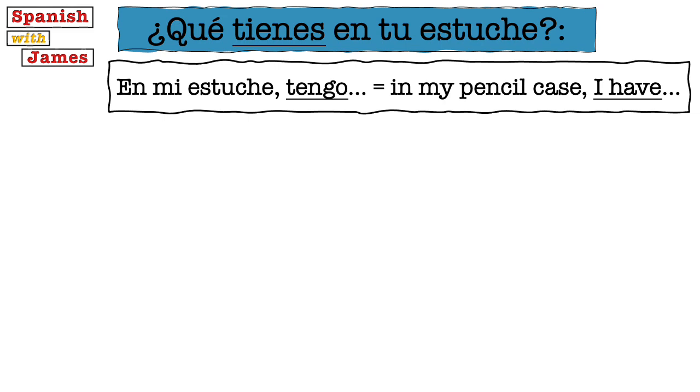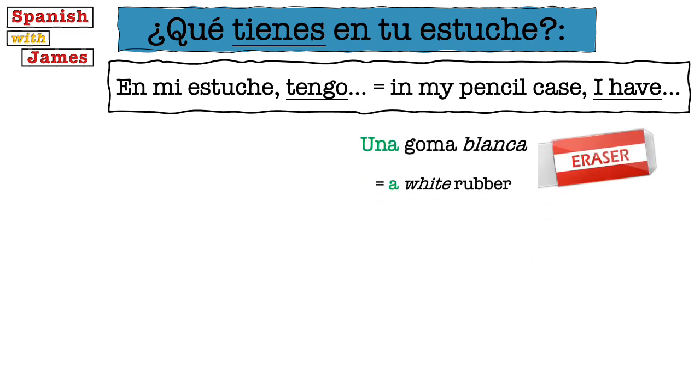En mi estuche tengo una goma blanca. Una goma blanca. So a white rubber. Notice the word order in Spanish is a rubber white. So colours, just like other adjectives, so other describing words, we put the adjective after the noun. So first we'd say rubber, then we'd say white, whereas in English it's the other way around. We'd say white first, and then the thing that we're describing.